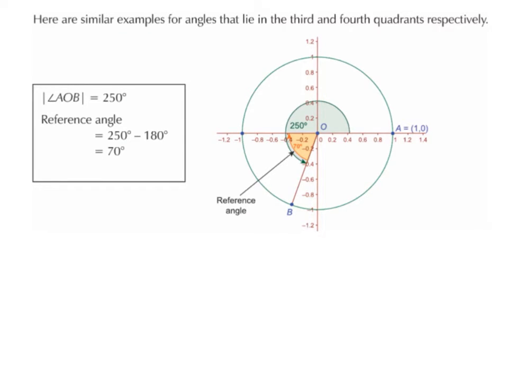So if the angle that we're looking at lies in the second quadrant, so basically the angle formed would be less than 180 degrees, we would take that angle away from 180 degrees to find the reference angle. If the angle lies in the third quadrant, so basically if it's greater than 180 degrees, but less than 270 degrees, then we take 180 degrees away from that angle. And if the angle lies in the fourth quadrant, which is the example we're going to see in a minute, which means it's greater than 270 degrees, then we take that angle away from 360 degrees to find the reference angle.